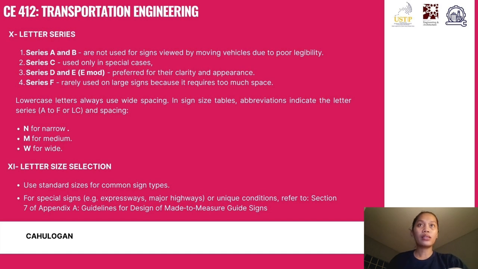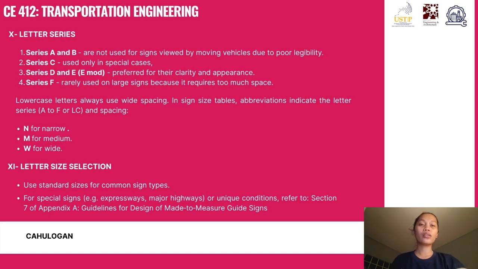So, lowercase letters always use wide spacing, and in sign size tables, abbreviations indicate the letter series A to F or LC and spacing. So, we have here the spacing, so we use N for narrow, and then M for medium, and then we have W for wide.